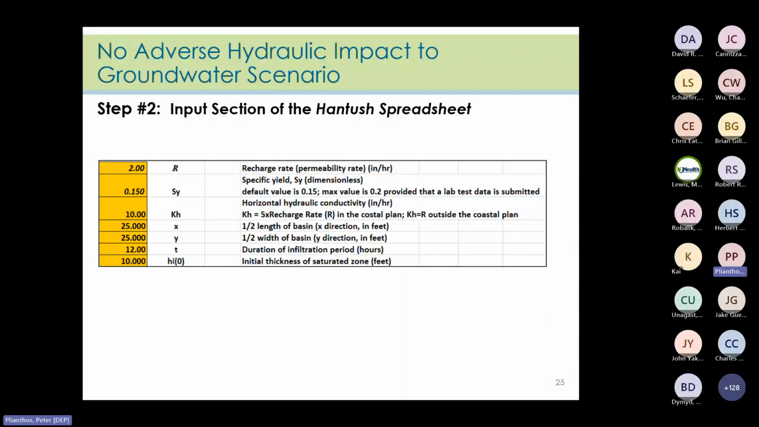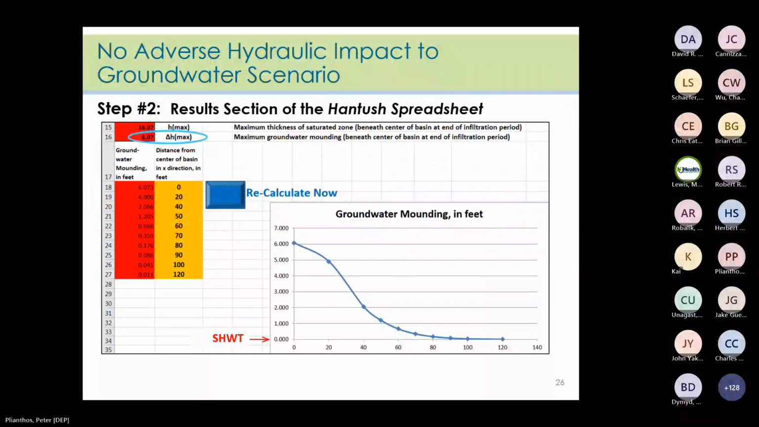Alternatively, you can grab screenshots from the input section of the hand-touch spreadsheet, shown here with the parameter values from the previous slide entered in the gold shaded cells. This version of the spreadsheet is one that allows time to be input in hours rather than days, and recharge in inches per hour. With the inputs entered, I clicked the dark blue Recalculate Now button and took this screenshot after the macro finished plotting the blue curve.